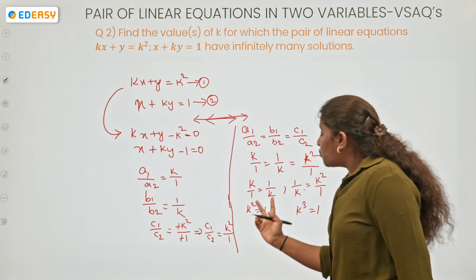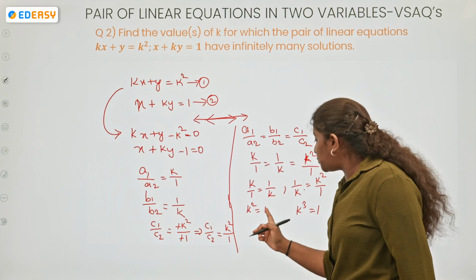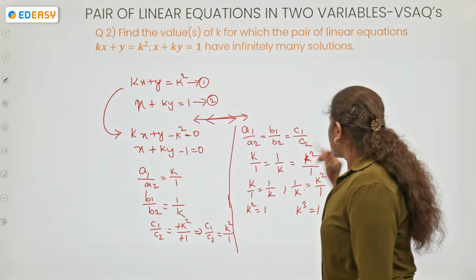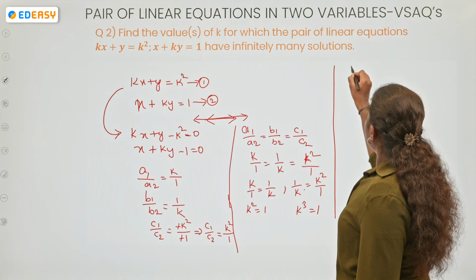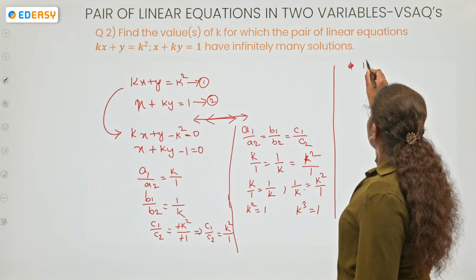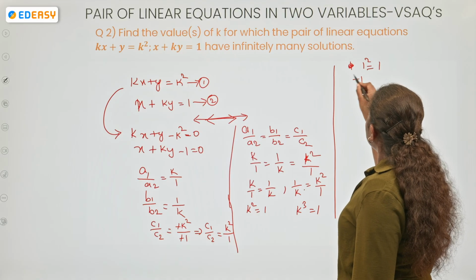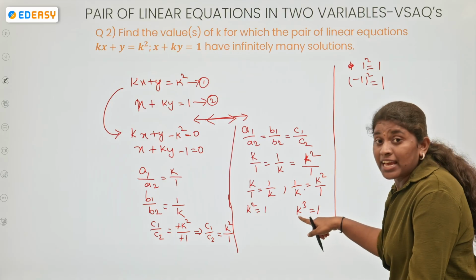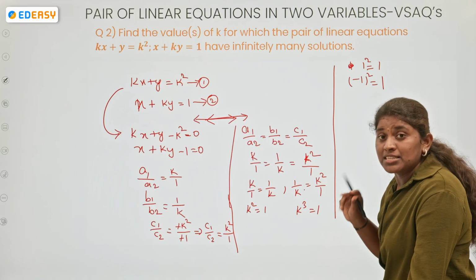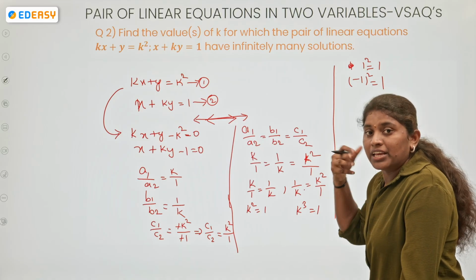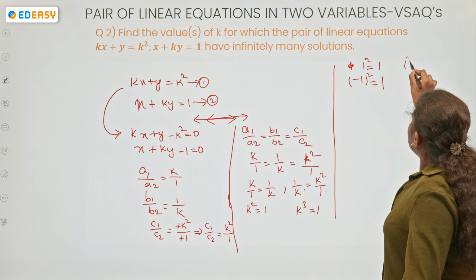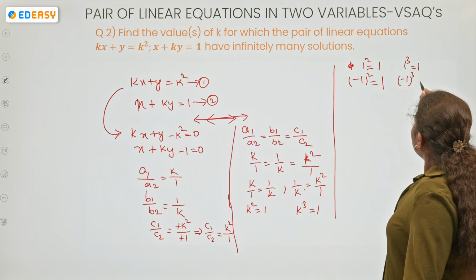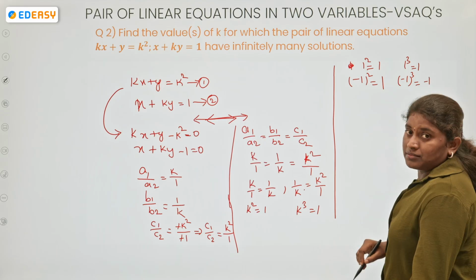Okay. Now, what will be the values for k in order to get 1? So, 1 square will be 1 only, right? So, plus 1 square will be 1. What about minus 1 square? Minus 1 square is also 1, right? And moving to the next, k cube equals 1. That means the cube of some number equals 1. So, can I take 1 cube equals 1? Right? What about minus 1 cube? Minus 1 cube equals minus 1.